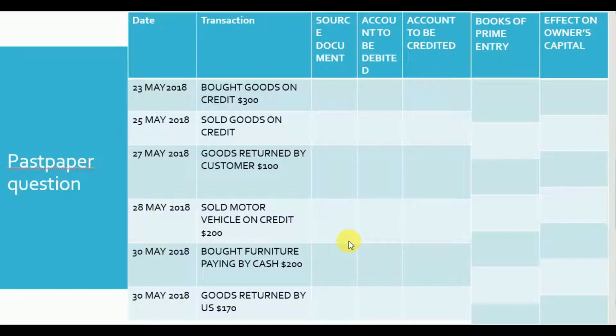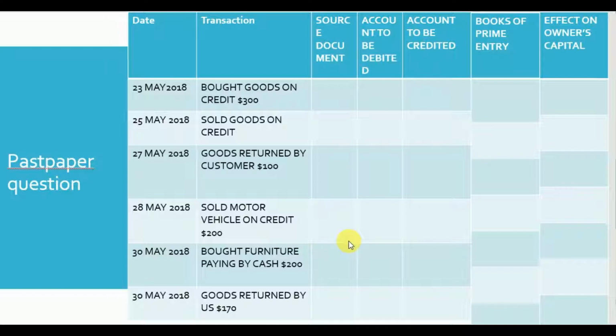The format is that we will have date, transaction, the source document, account to be debited, account to be credited, books of prime entry, and effect on owner's capital. The first transaction says the date is 23rd May 2018. The transaction is bought goods on credit $300. Whenever we are purchasing something on credit, and the thing being purchased is goods, we will always record it in the purchase journal or daybook.